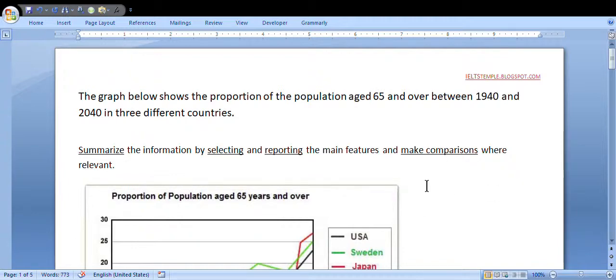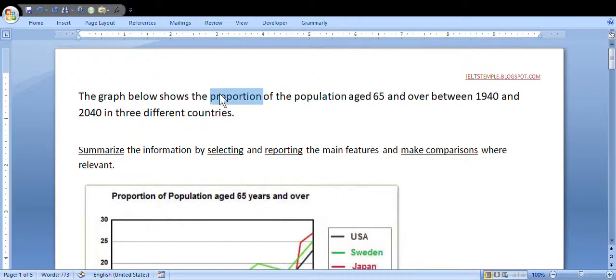This Task 1 is from Cambridge 5, so it's been around a while. The graph below shows the proportion of population aged 65 and over between 1940 and 2040 in 3 different countries. Okay, this has got a lot of possibilities to show some significant language features. What do I mean by that?